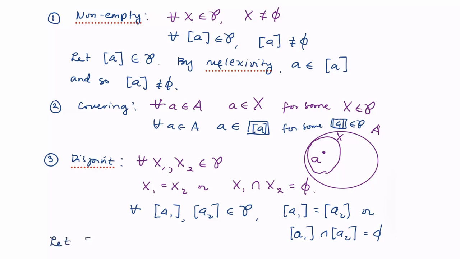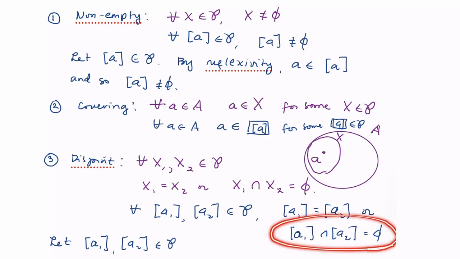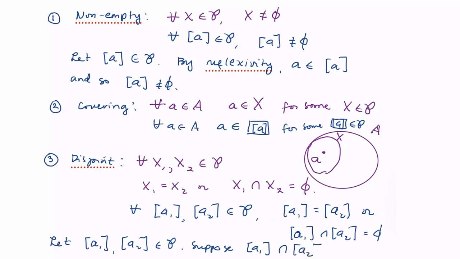So let's get two arbitrary equivalence classes. We are showing an OR statement. When we are proving an OR statement, what do we do? We can assume that one is false and show that the other one must be true. So in this case, what will we do? What I will use is, suppose that their intersection is not empty.